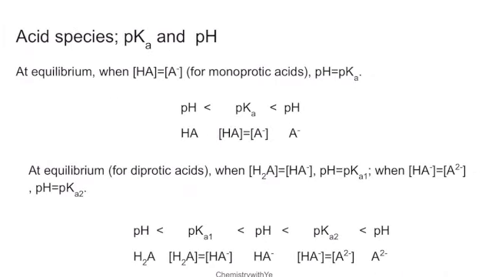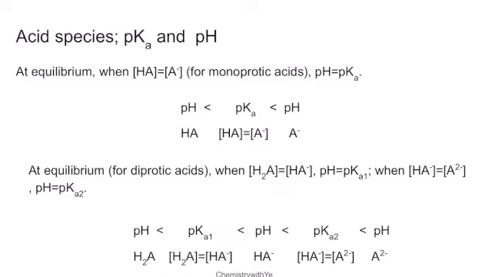So the acid species is determined by the pKa of the acid and the pH of the solution that it's in. For a monoprotic acid, it has one equilibrium point where the acid equals its conjugate base in terms of concentration. That is when pH equals the pKa value. And when the pH is less than the pKa, it's in its most protonated form, and when the pH is greater than the pKa, it's in its least protonated form.